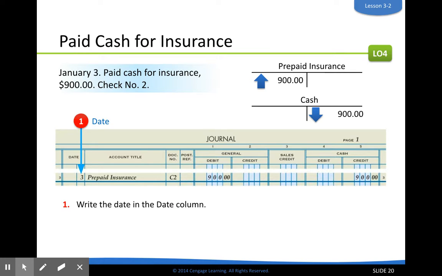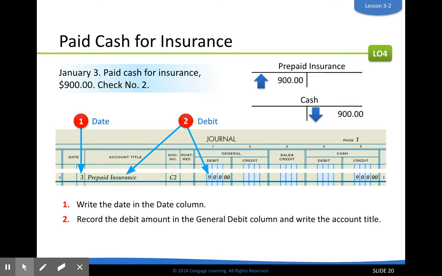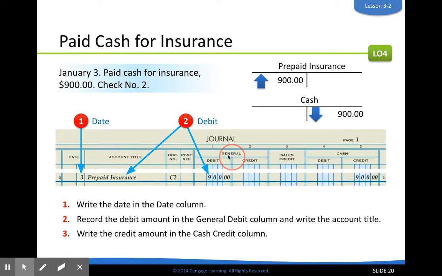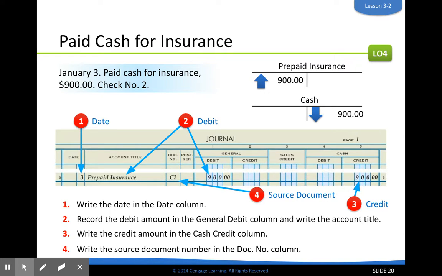Part 1, the date. We need the debit. Part 2, anything in the account title is labeling what's in the general column. So prepaid insurance is a debit of $900. Credit cash for $900 as well. And then finally include the source document. So this was check number 2.